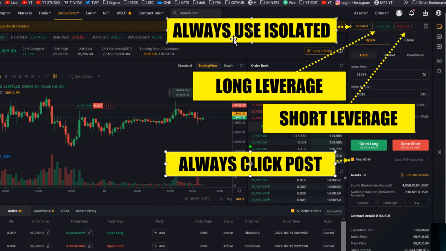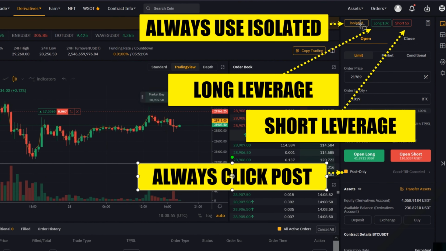We also always want to make sure that we're using isolated. What isolated means is that I'm only willing to lose whatever is isolated in this box. If I use cross, it will start borrowing money from the available balance.